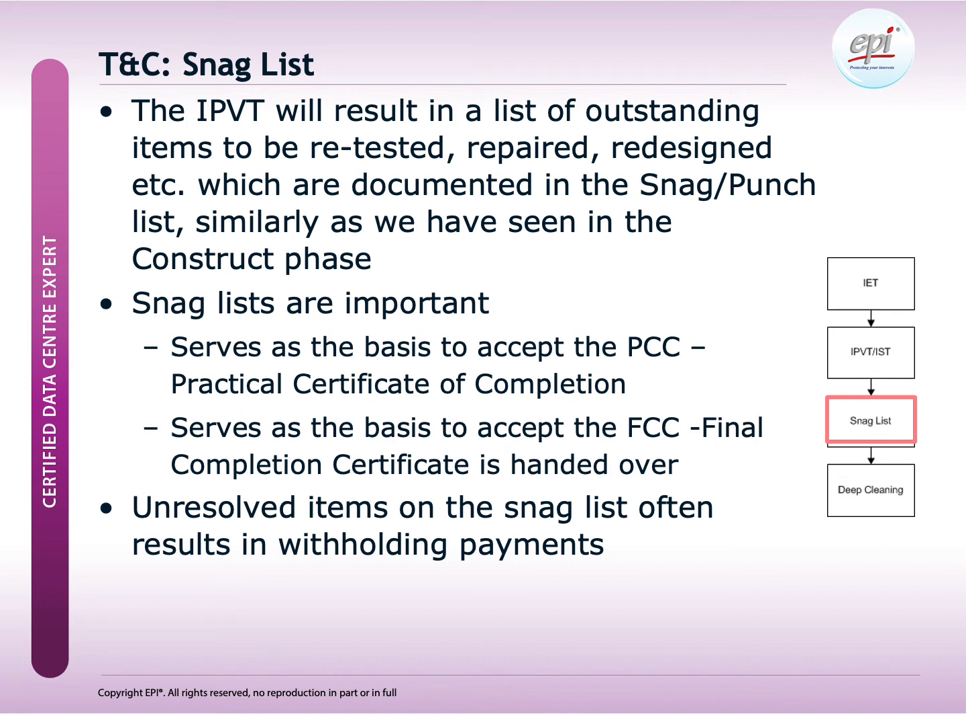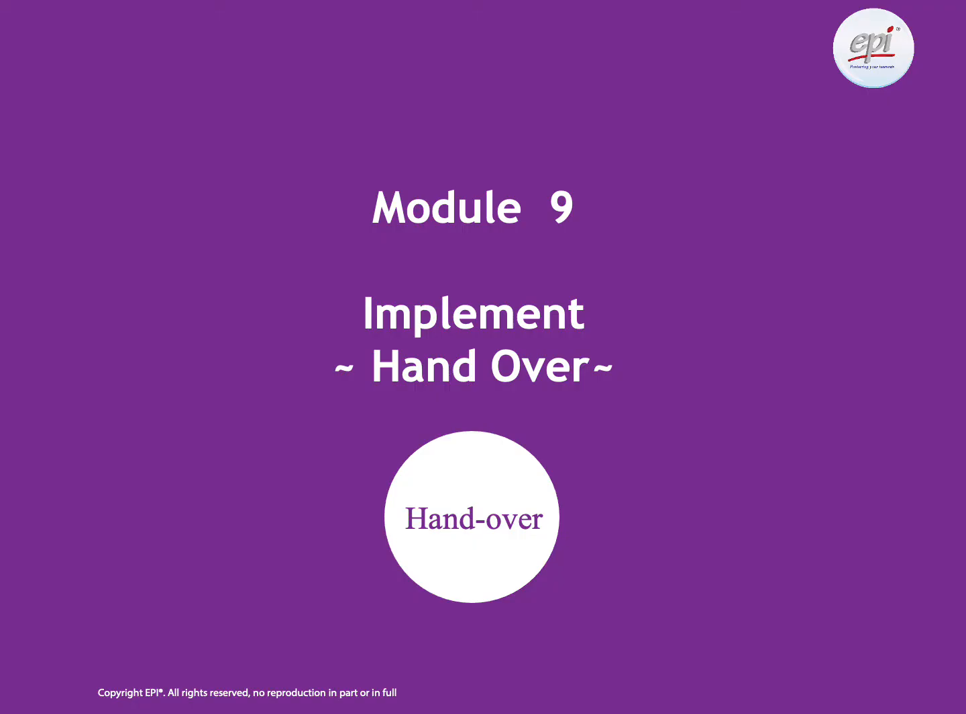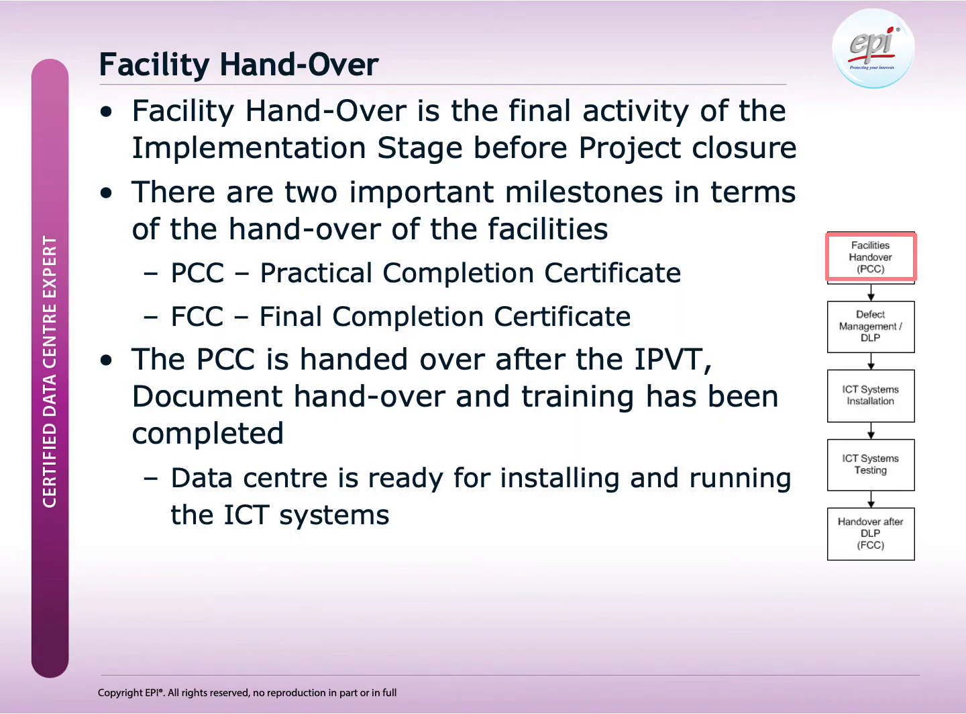Similar to the end of the construct phase, the IPVT will result in a list of outstanding items that need to be retested, repaired, redesigned, and so on. So here we have the snag or punch list again. The final activity of the implement stage is the facility handover to the operations team.